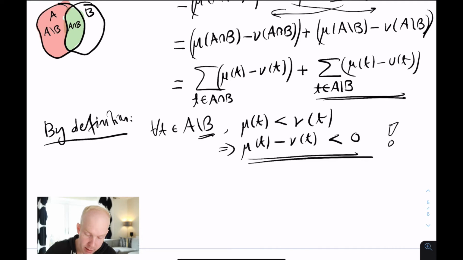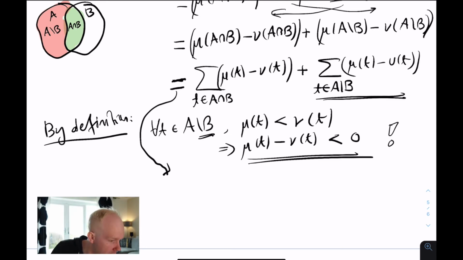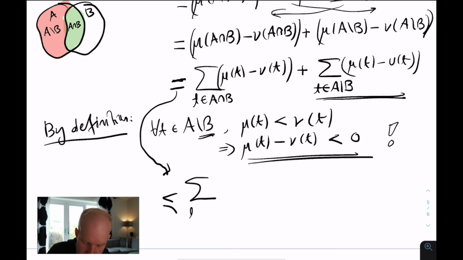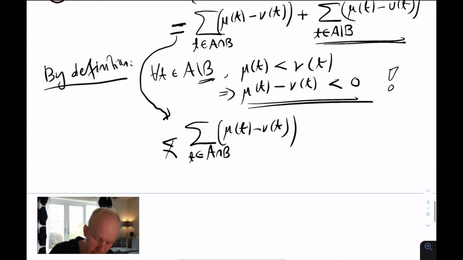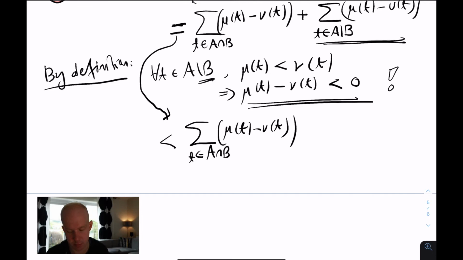So that's why, if we take this expression here, and I'll continue from here, what I can do is bound this from above by 0. So I can just take the sum over t in A intersection B of mu t minus nu t as the thing that comes out. I just threw that 0 away. It's actually strictly less than that, if you want to be precise. And now you can open this again.